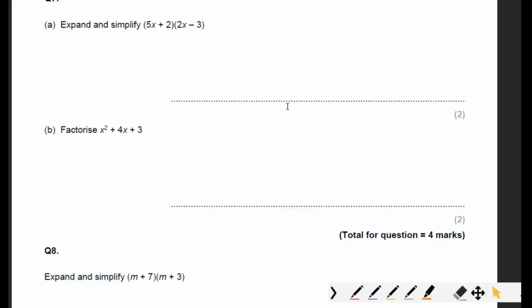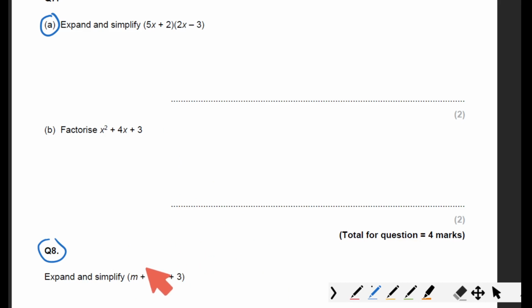If you look at question 7 and question 8, they're very similar, but question 8 is actually easier. This question 8 here is easier than question 7a. Expanding double brackets. So I'm going to do question 8 first.